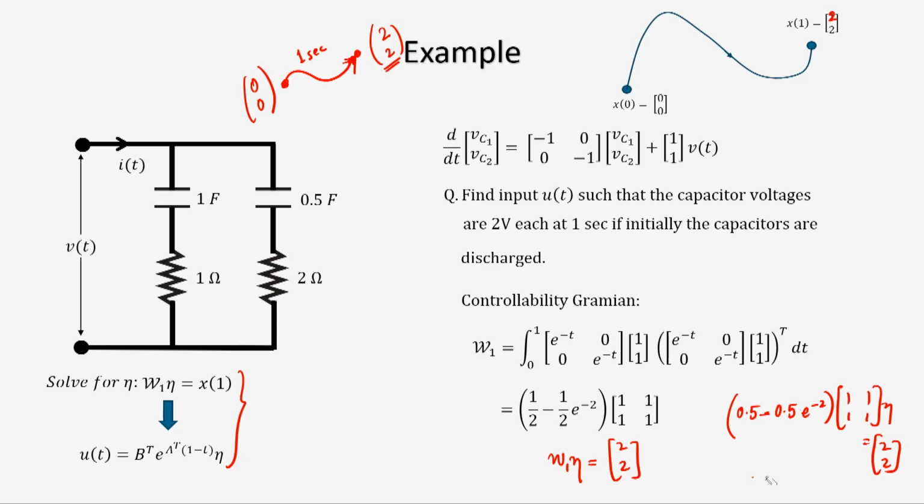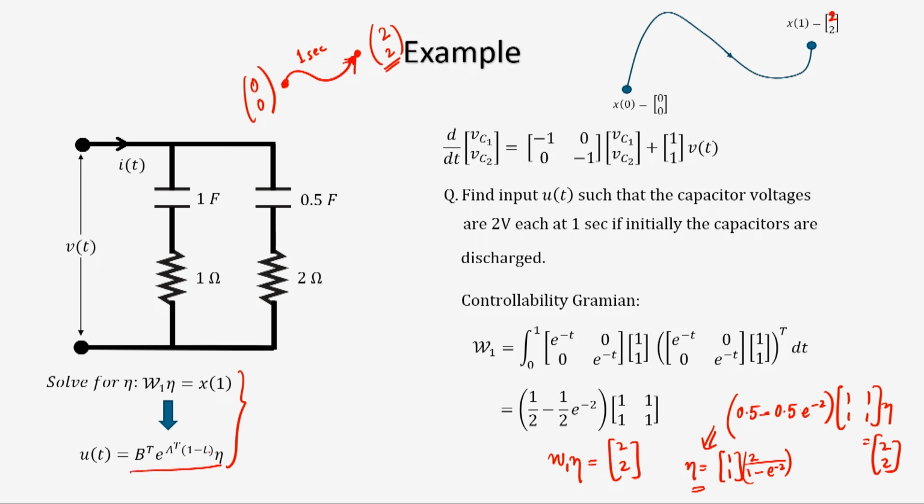If you try to solve this, there can be many solutions. One of the solutions will be eta equal to (1, 1) times 2 divided by 1 minus e to the power of minus 2. So, this will be a solution. Once you have eta, you just have to plug it in here to get the value of ut.